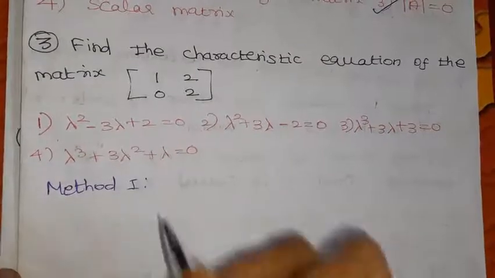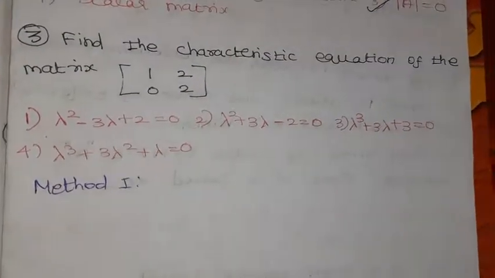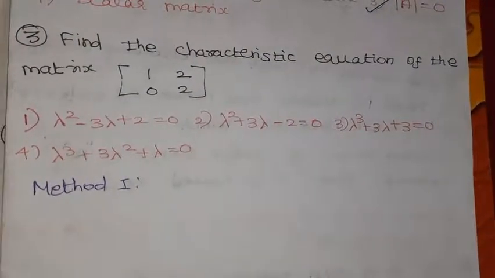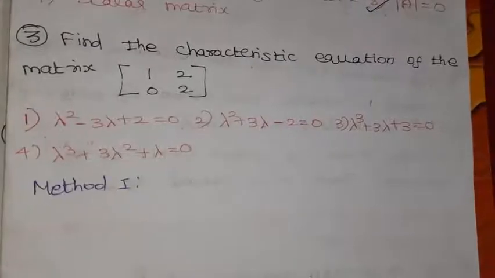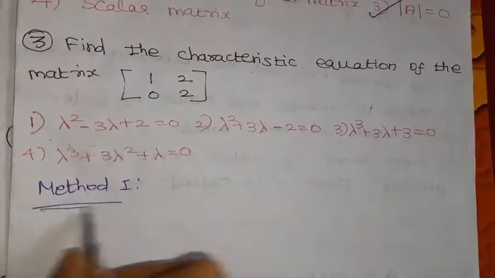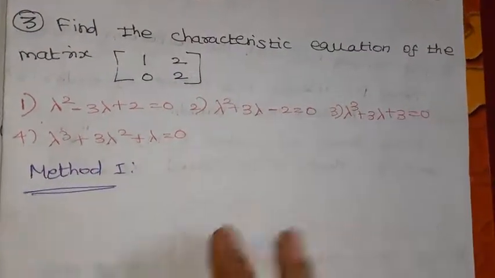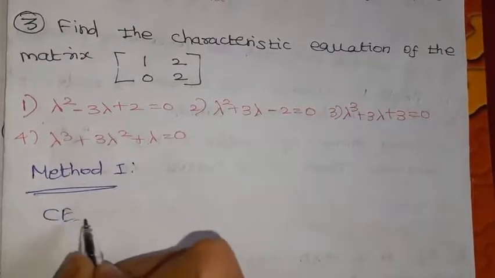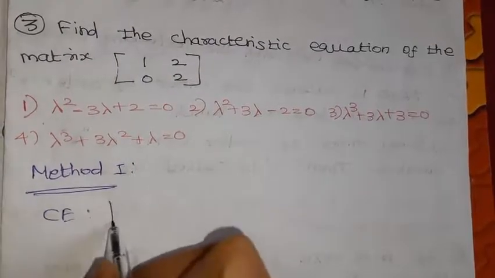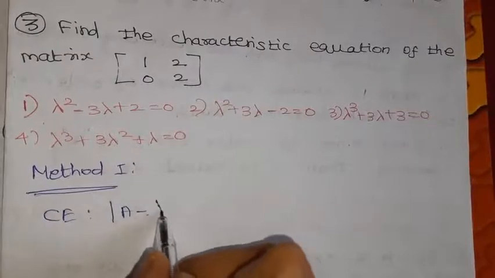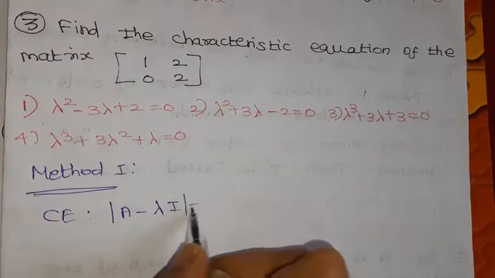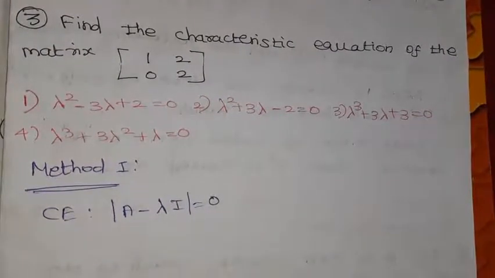Method 1. How can we find the characteristic equation by using the Cayley-Hamilton theorem? That is the standard procedure to find the characteristic equation. In short, I am writing the characteristic equation. So, what is the formula? Modulus of A minus lambda I equal to 0. This is the formula to find the characteristic equation for the given matrix.